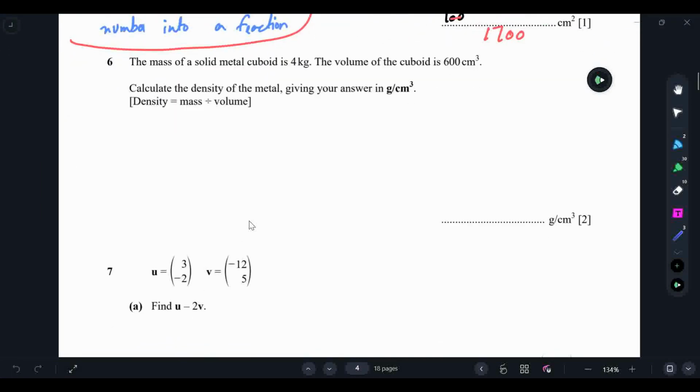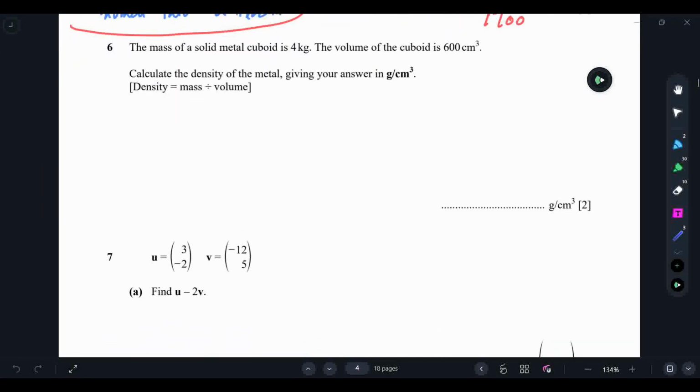Okay, let's move to question number 6. Now in question number 6, the mass of a solid metal cuboid is 4 kg. The volume of the cuboid is 600 centimeter cube. Now let me highlight the important values. Calculate the density of the metal, giving your answer in grams per, although they have written it in a bold font, but still we need to highlight this thing, and keep in our mind that our answer should be in grams per centimeter cube.